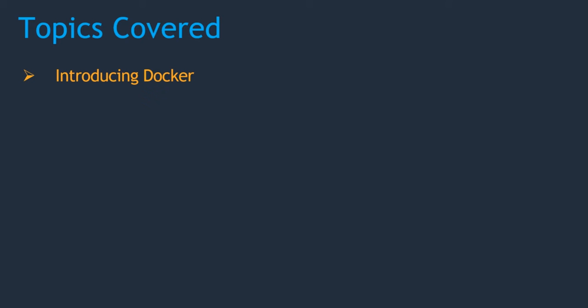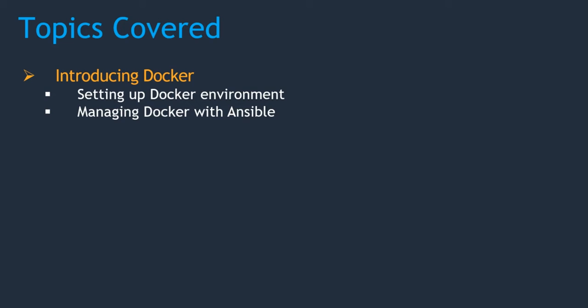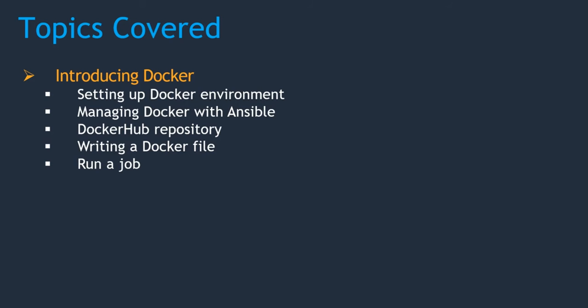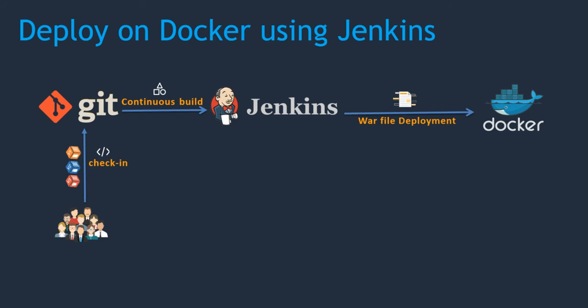Next section is about Docker. First we set up a Docker environment, manage Docker with Ansible, Docker Hub repository, write a Dockerfile and run a job. By this time, we will be able to deploy on a Docker container.